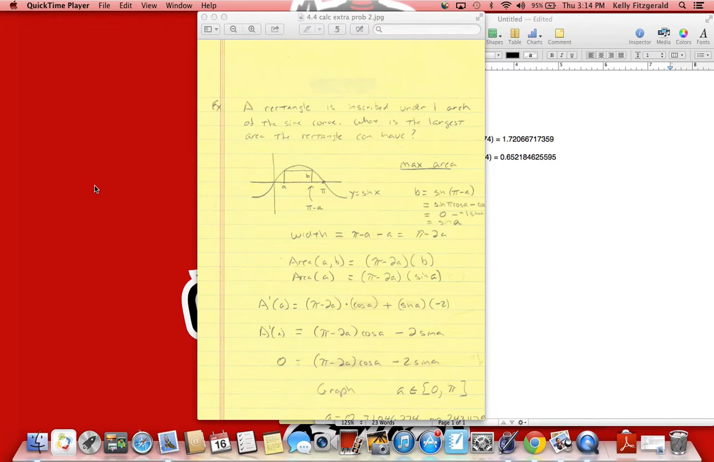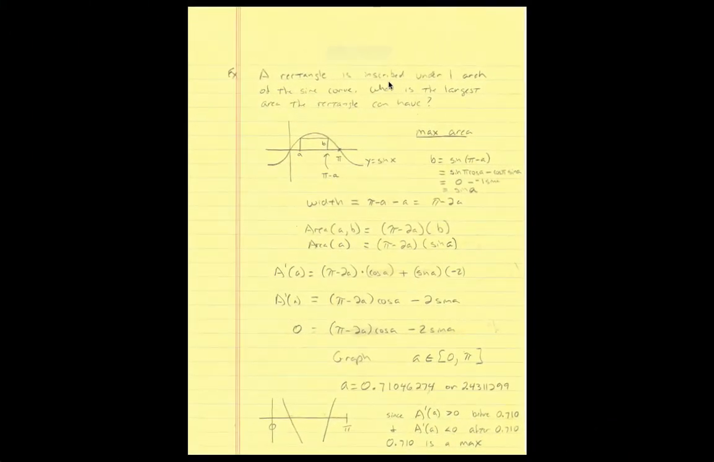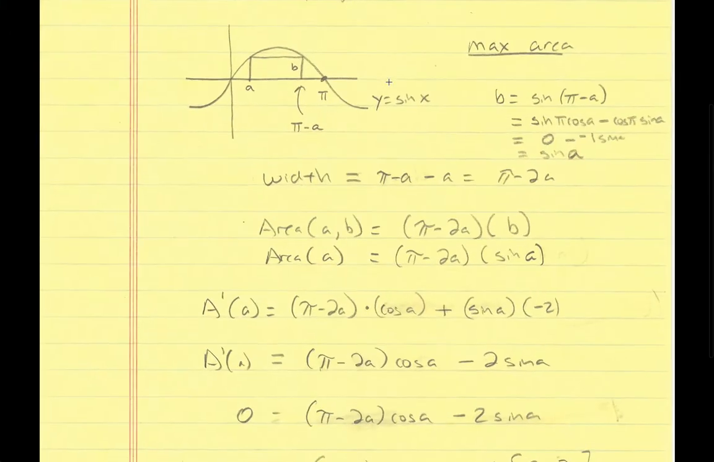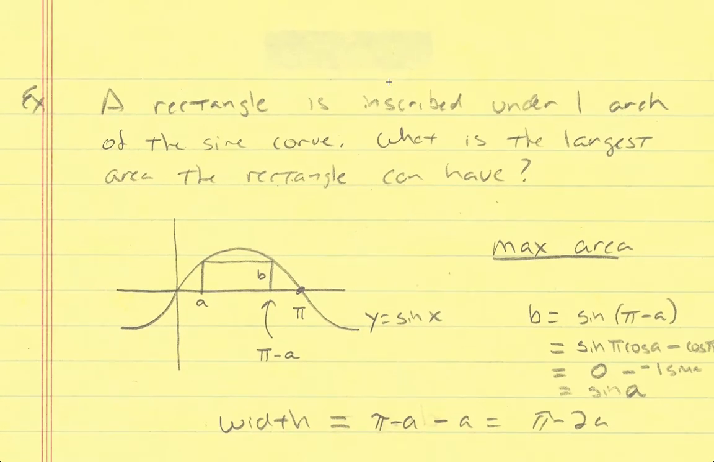For extra work. Again, this problem is in the Schoology notes. The solutions are not, so we will go through that because of class time at a maximum. Here's the situation. It's similar again to the one we did in class. In this case, we have a rectangle inscribed under one arch of the sine curve. What is the largest area the rectangle can have?